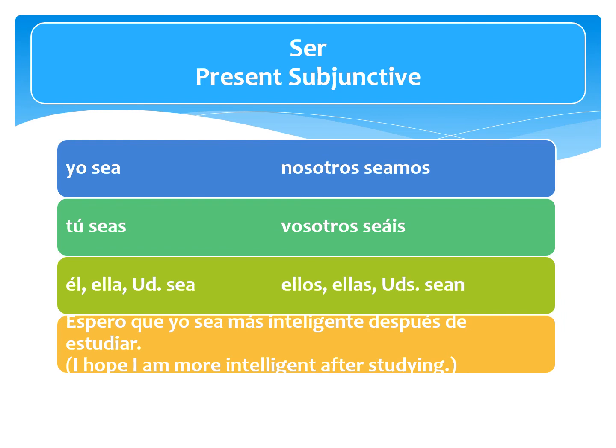And the present subjunctive, this is when there might be doubt or hopes or emotions involved. Sea, seas, sea, seamos, seáis, sean. And notice that the yo form and the third person singular form, sea, are the same. An example, espero que yo sea más inteligente después de estudiar.